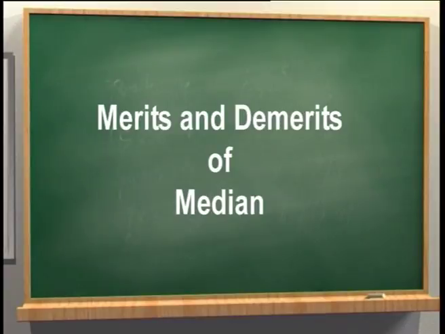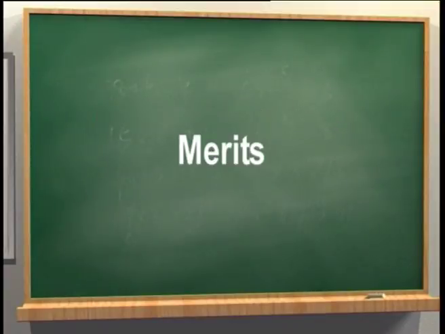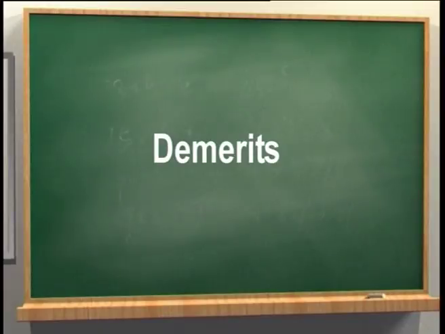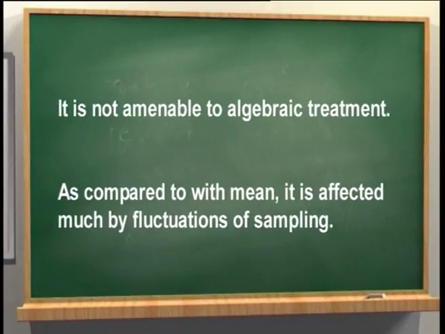Now let's look at the merits and demerits of the median. Merits: it is rigidly defined. It is easily understood and is easy to calculate. In some cases, it can be located merely by inspection. It can be calculated for distributions with open-ended classes. With regard to demerits, in the case of an even number of observations, the median cannot be determined exactly. We merely estimate it by taking the mean of the two middle terms. It is not amenable to algebraic treatment as compared to the mean. It is affected much by fluctuations of sampling.